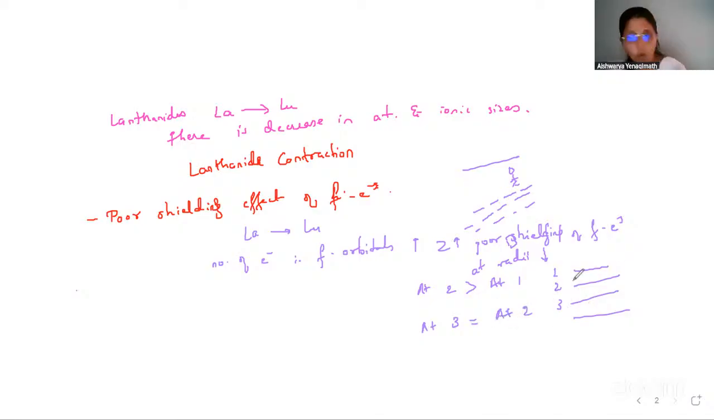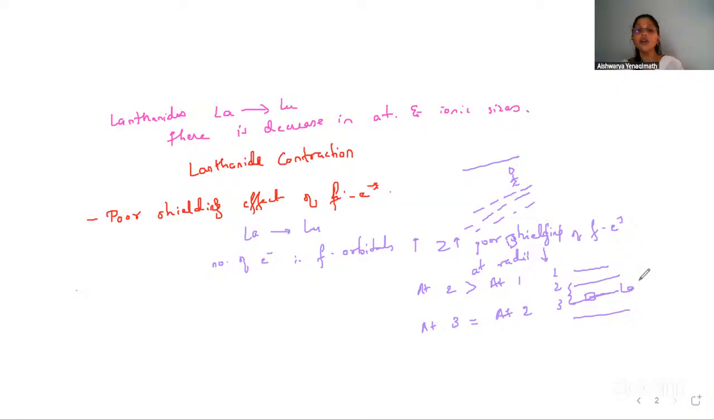And at that time we also discussed lanthanoid contraction. Why? In the third series you have the 57th element, that is lanthanum, and there are 14 members of lanthanides. So there is lanthanide contraction. Because of poor shielding of F electrons, the atomic size, atomic radii and ionic radii gradually decrease. That is called lanthanide contraction.